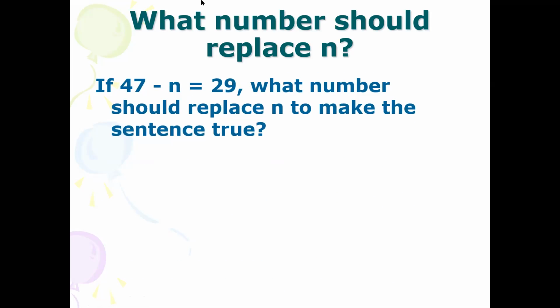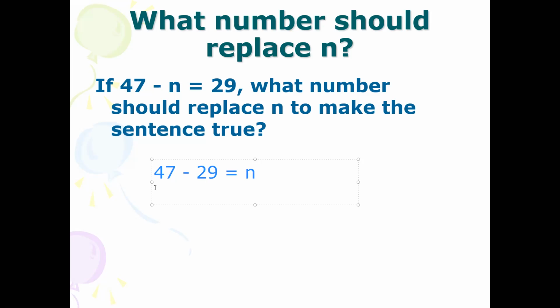So what number should replace n? If 47 minus n is equal to 29, what number should replace n to make the sentence true? We have solved these kinds of questions also. So what we will do is write 47 minus 29 is equal to n. So n would be equal to 18.